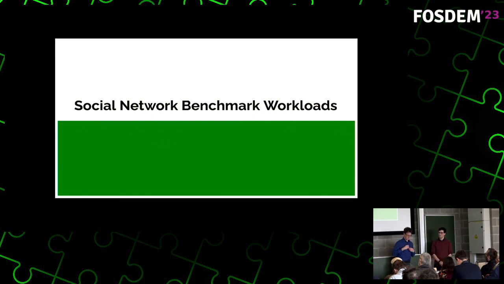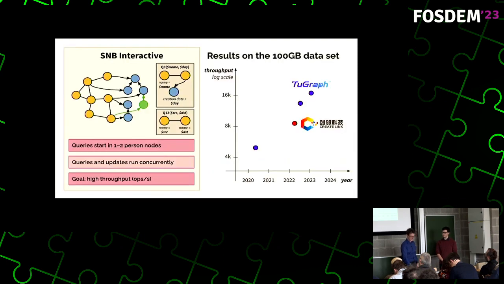Okay, so graph workloads are actually quite diverse in terms of what they are trying to achieve, and our benchmark reflects that by having multiple workloads. We have the social network benchmark interactive workload, which is transactional in nature, so it has loads of concurrent operations. The queries here are relatively simple, so they always start in 1 or 2 person nodes, the same as David presented before. And here the systems are striving to achieve a high throughput. So the competition is getting as many operations per second as possible.